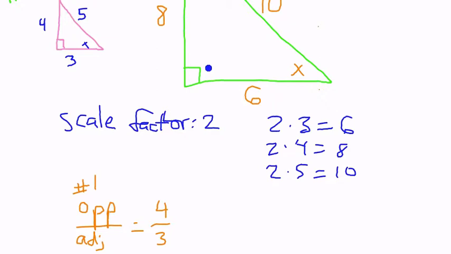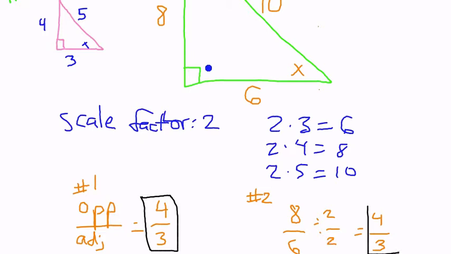Let's do that with triangle number 2. The side opposite to X is 8. The side adjacent to X is 6. Now we can divide that top and bottom by 2. 8 divided by 2 is 4. 6 divided by 2 is 3. Well, if you look here, 4/3, 4/3. The ratios of the sides are equal.